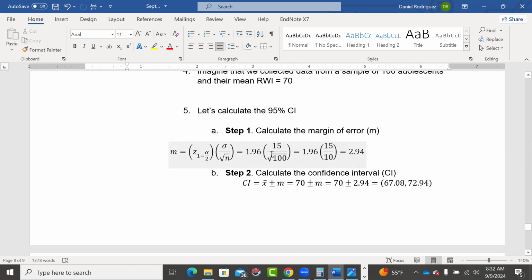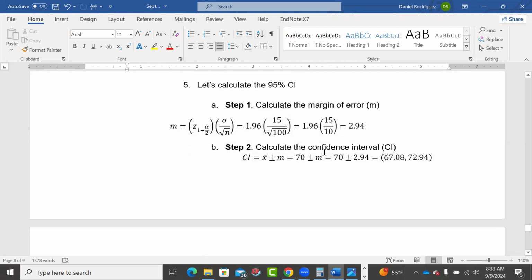So we have 1.96. We just did that. And we have 15. That's our sample size, right? No, not sample size. Sorry, our standard deviation. Our sample size is 100. We get 1.96 times 1.5, because 15 divided by 10. And we get 2.94. So that's our margin of error. So to calculate our confidence interval, we just use the following equation. It's the mean plus or minus the margin of error. So 70 plus or minus 2.94.